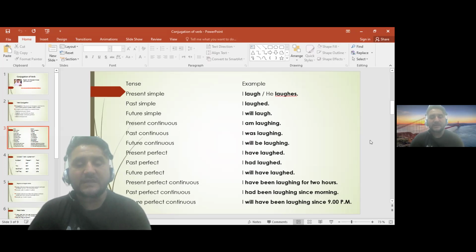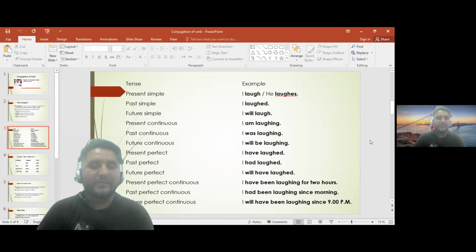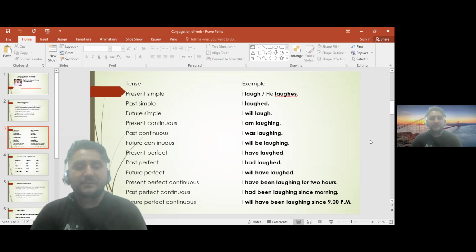Then we move towards past tense, so I laughed. So ed has been added, and conjugation highlights that's the second form of verb with the addition of ed. And when we move towards the future simple tense, we add shall or will with the first form of verb: I will laugh. So that's future simple tense. In this way, present continuous, past continuous, and future continuous: I'm laughing, I was laughing, and I will be laughing. So these tenses are made with the help of conjugation of verb. And present perfect, past perfect, and future perfect, as we see: I have laughed, I had laughed, and I will have laughed. So it's because of conjugation of verb.